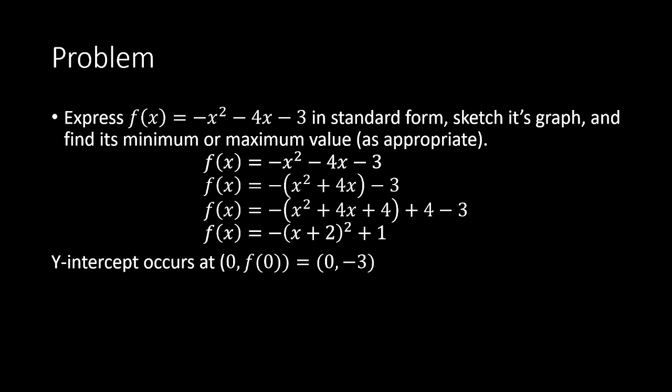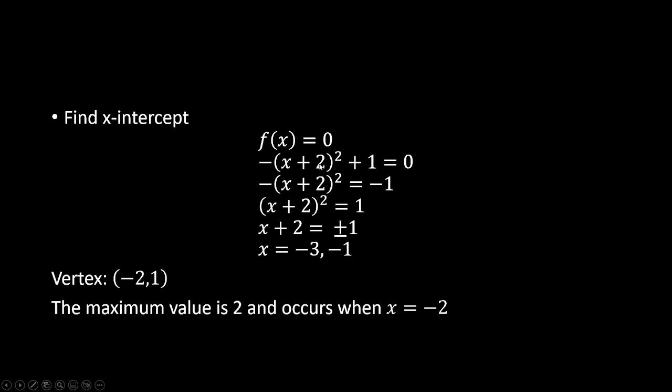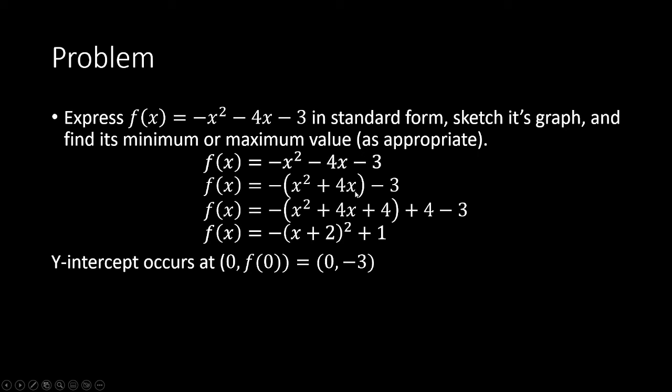Another problem. f of x equals negative x squared minus 4x minus 3 in standard form. Graph it and find its minimum or maximum. One thing we could take a look at is that the x squared is negative. So we know that the parabola, if you sketch it, will open downward. So then you see completing the square, you get negative (x plus 2) squared plus 1.